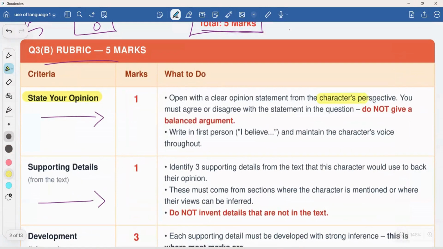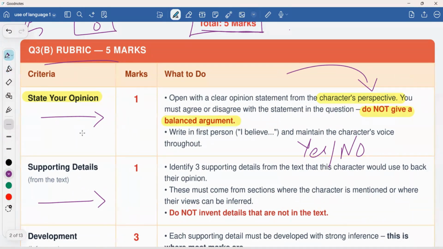Basically, the character's perspective. You have to have a clear character's perspective after reading the text. Then you can take a stance on this character's behalf. Either you have to say yes or no: I agree, I disagree, I believe, I don't believe. You cannot take a balanced argument. Do not take a middle ground. This is very important. This is how you can get the marks for the stance.